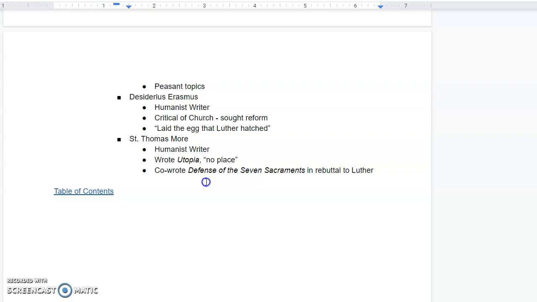He also wrote a book called The Defense of the Seven Sacraments. Henry VIII, his king, wrote it, but it was kind of ghost-written by Thomas More as a rebuttal to Luther. This would all be very controversial in the decades to come, because his king would actually turn on this and sour in his relation with the Pope in Rome and with the Catholic Church, and would have Thomas More beheaded and executed for not supporting his break with Rome enough.